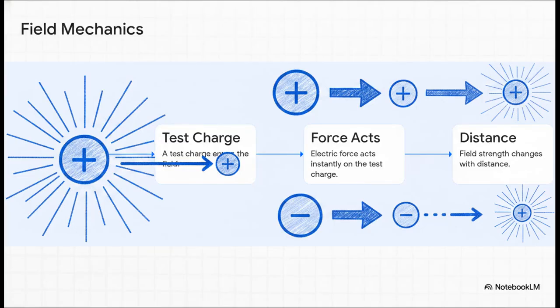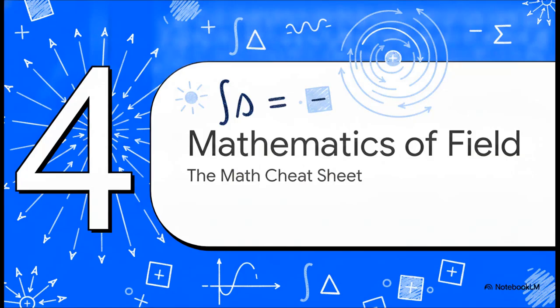Let's break down how that history translates into actual step-by-step mechanics. Here is exactly how an electric field exerts force. Step 1. Every single charge, whether positive or negative, is continuously projecting an electric field into the space around it. Step 2. Let's imagine a tiny positive test charge wandering into this field. Step 3. Boom. An electric force acts on that test charge instantly, repelling it if the source is positive, attracting it if the source is negative. And step 4, as our little test charge moves further away from the source, the strength of the field and the force changes, it gets weaker. Okay, part 4, mathematics of the field.